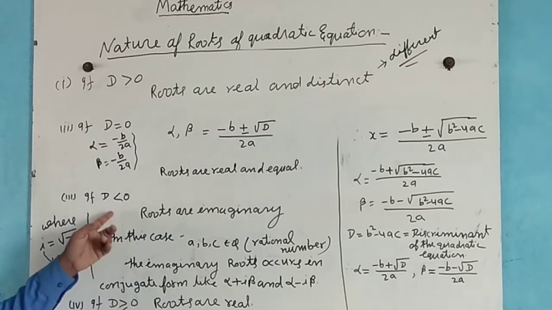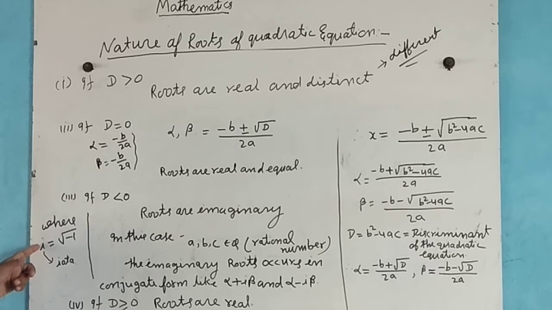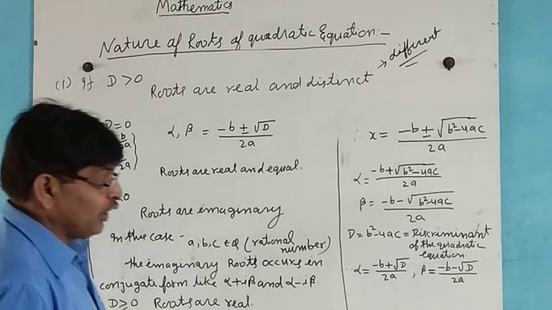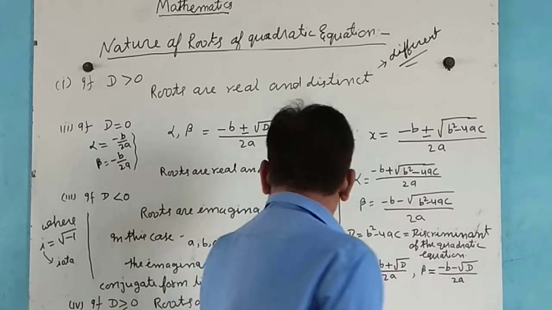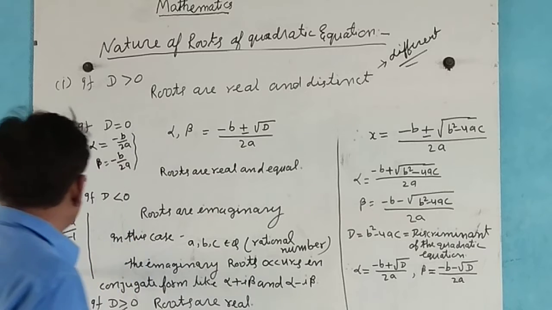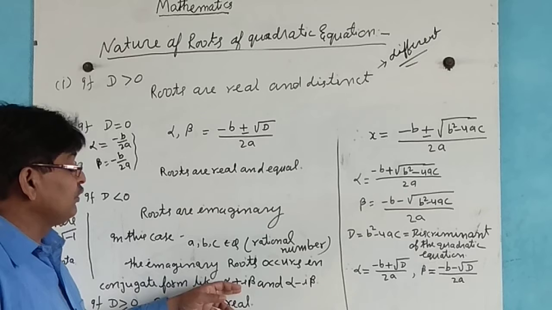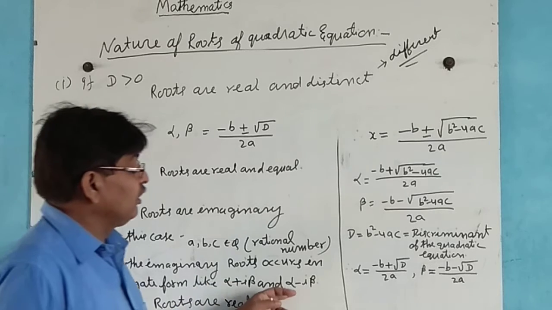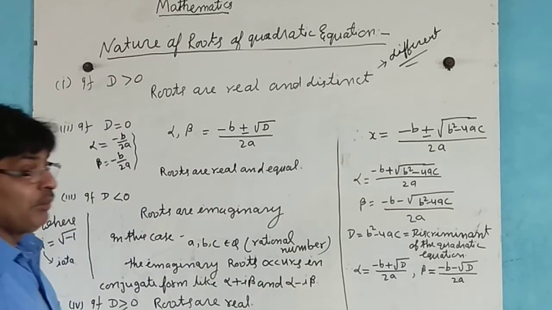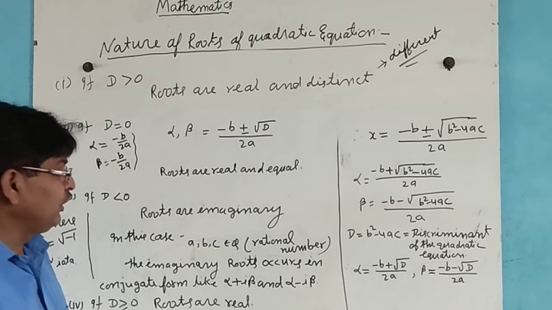In this case, roots are imaginary. i equal to under root minus 1. This is known as iota. Its value is under root minus 1, and such type of quantity under root we write in the form of i. In the form of i, one root is alpha plus i beta and other root is alpha minus i beta, in the conjugate form.